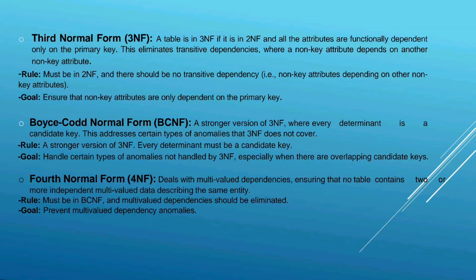Fourth normal form, 4NF, deal with multi-value dependencies, ensures that no table contains two or more independent multi-valued data describing the same entity. Rules: must be in BCNF and multi-valued dependencies should be eliminated. Goals: prevent multi-value dependencies anomalies.